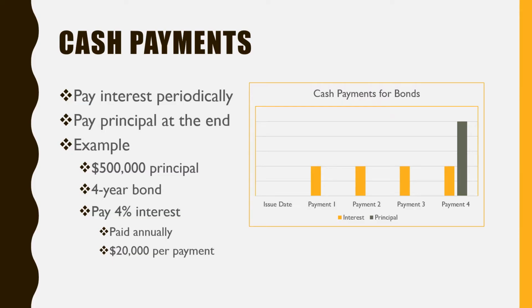Remember, with a bond, it pays interest periodically and then the principal at the end. So the example we're going to use here are $500,000 worth of bonds that are 4-year bonds and pay 4% interest.